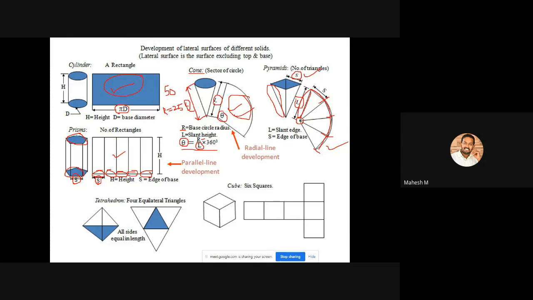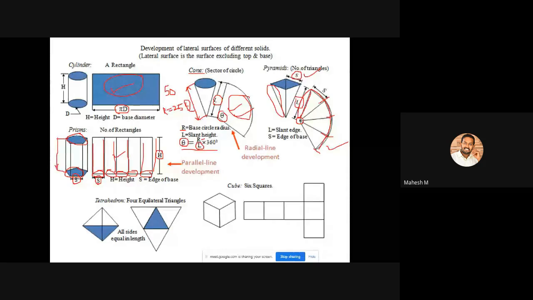Then you can create six vertical lines: this one, this one, this one, this, and also this, with the height value of h. The h is available in the problem itself. Finally you can close each of these points with a horizontal line. So this is what parallel line development is.